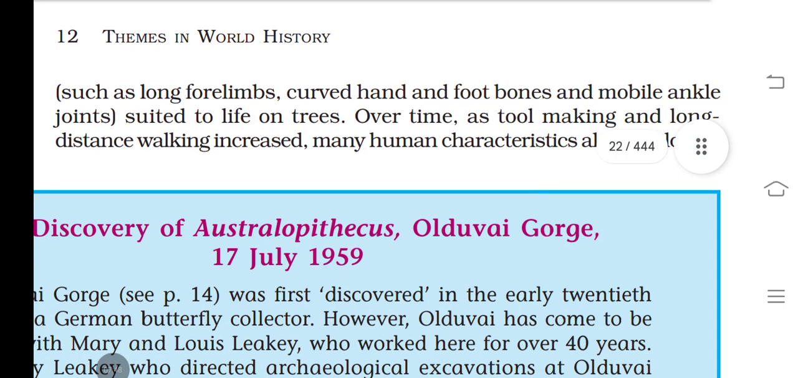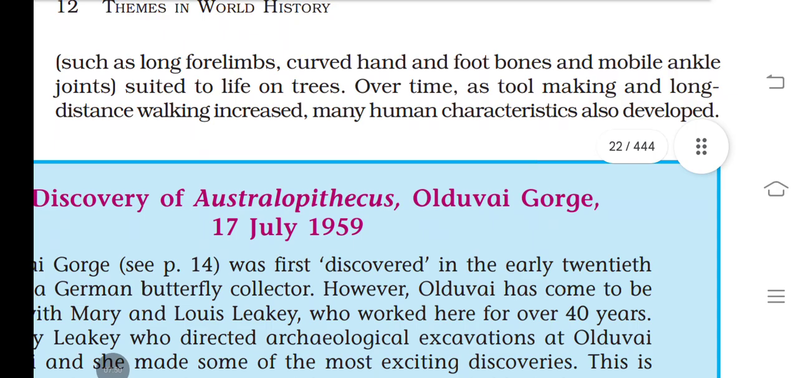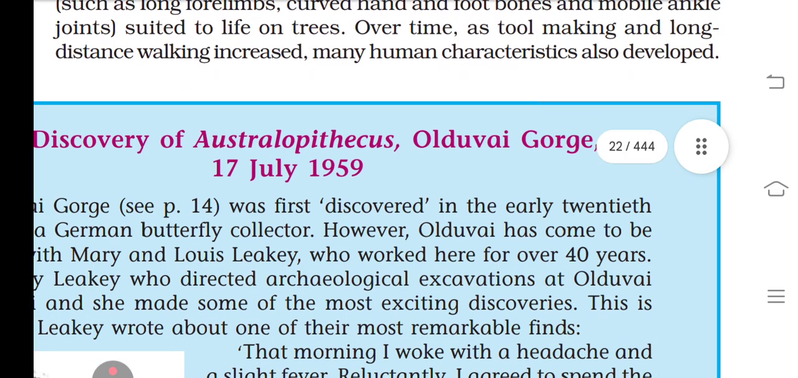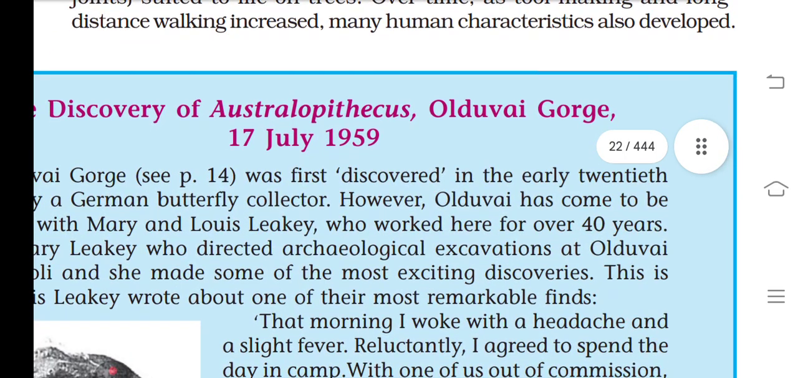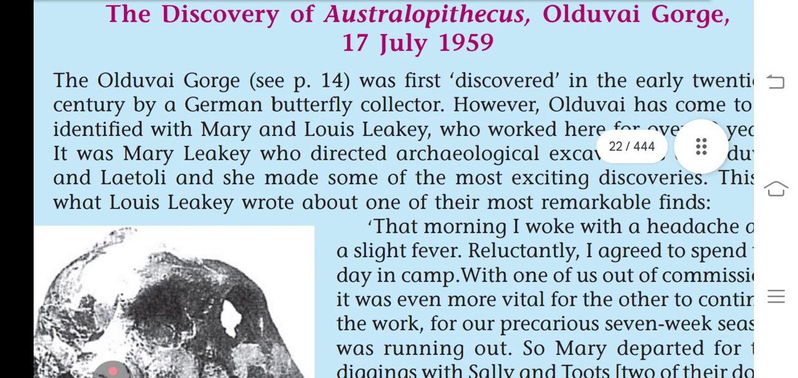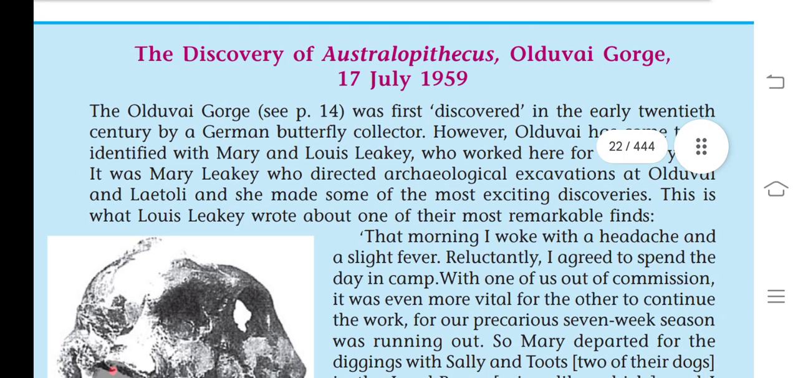such as the long four limbs, curved hand and foot bones, and mobile ankle joints suited to life on trees. Over time, as tool making and long distance walking increased, many human characteristics also developed. The discovery of the Australopithecus at Olduvai Gorge, 17 July 1959.